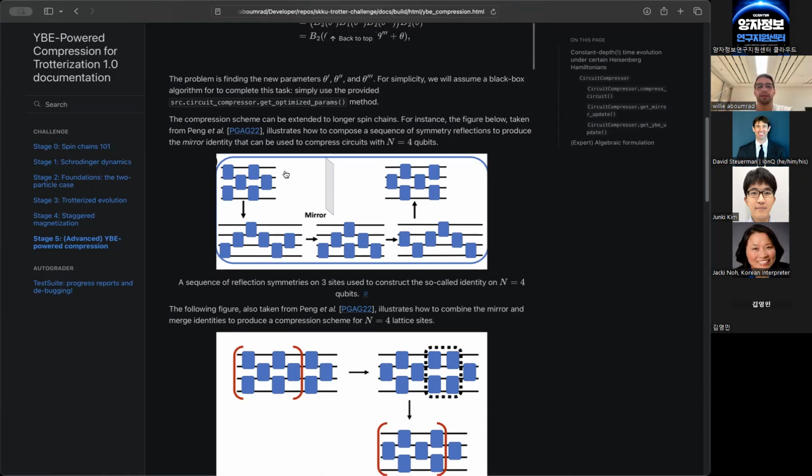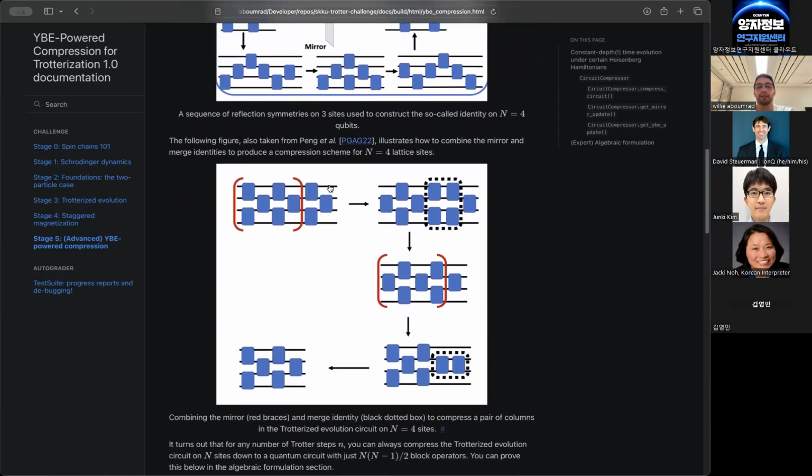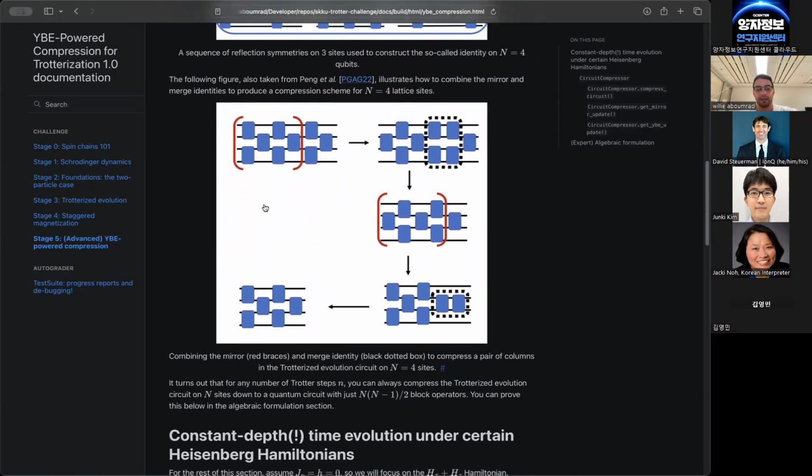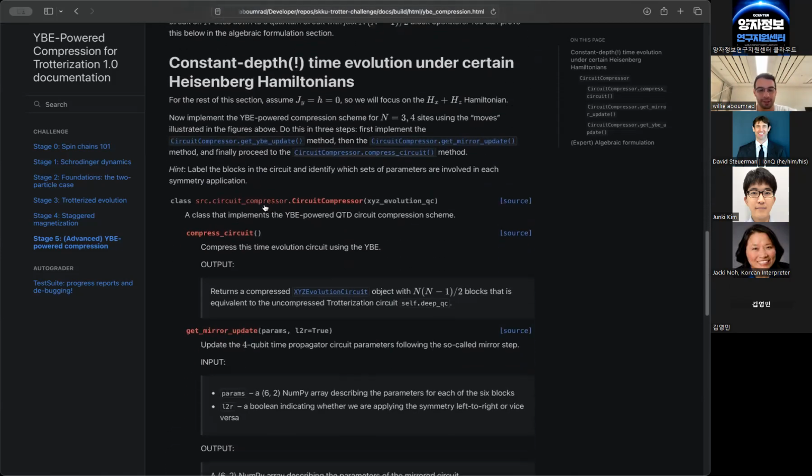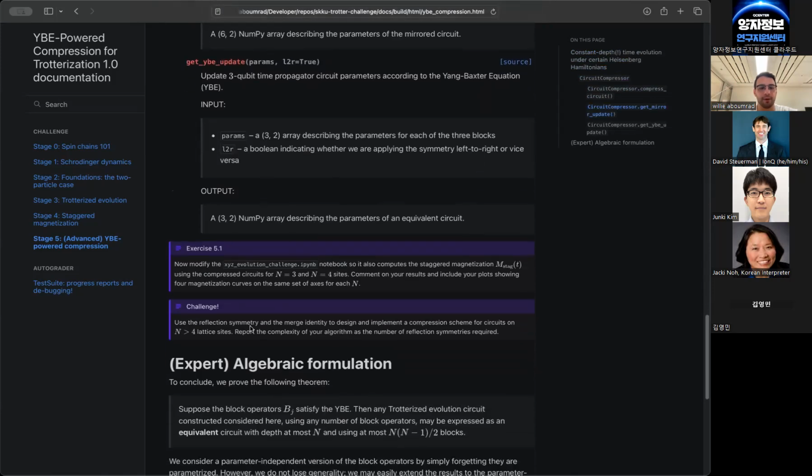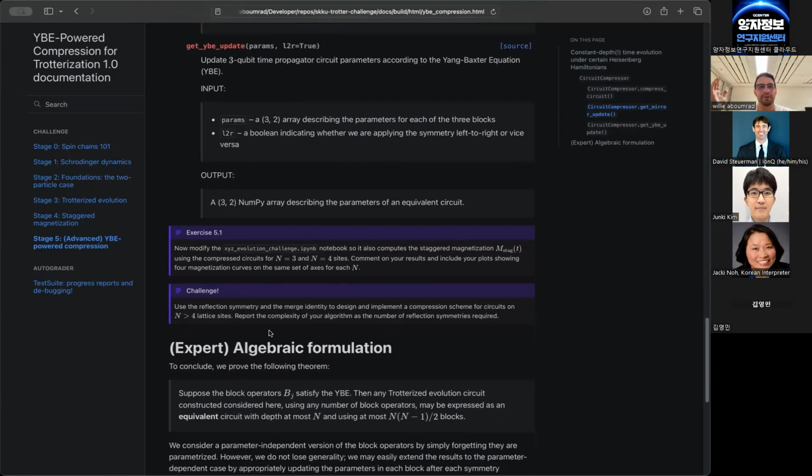So anyways, once you have that mirror symmetry implemented, basically you can use it to compress circuits on 4 sites. And now, if you really want a challenge, then you could come up with a similar move in order to compress circuits on larger than 4 sites, right? So that's a real challenge.